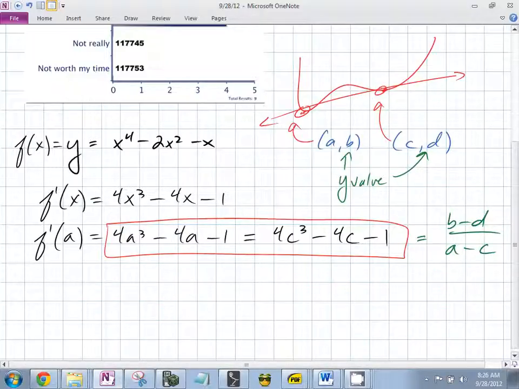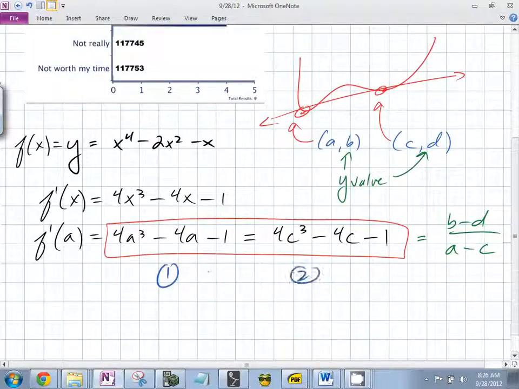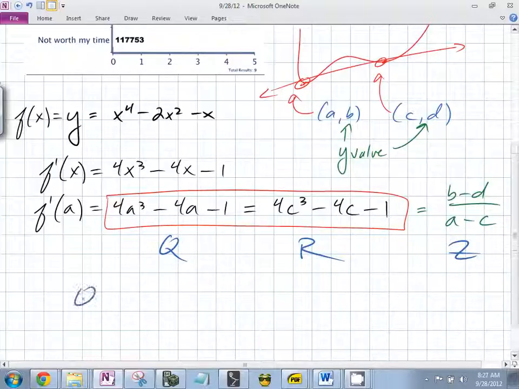Exactly. Good. So how many relationships do you have right here? I see more than that. How many relationships do you see? I see 1 equation, 2 equation, and 3 equation. That's really not a good way to label these. The first equation, let's call it Q, R, and Z. You know that Q is equal to R. You know that R is equal to Z.